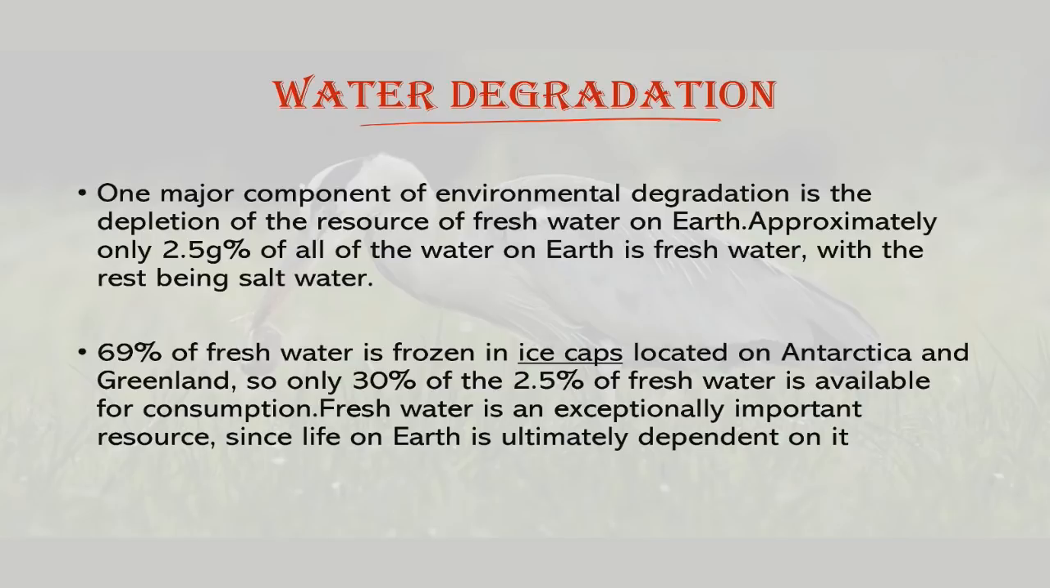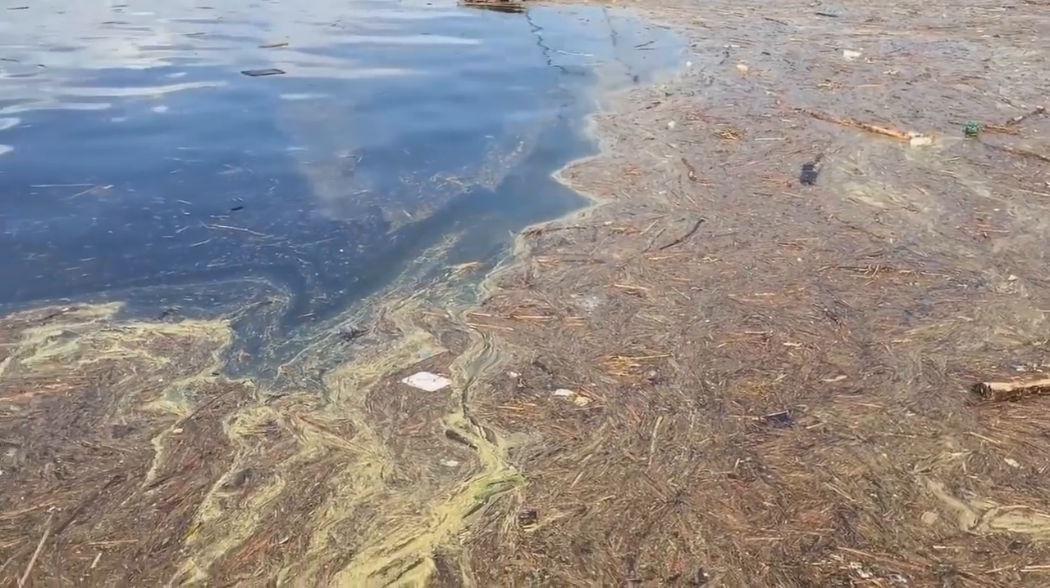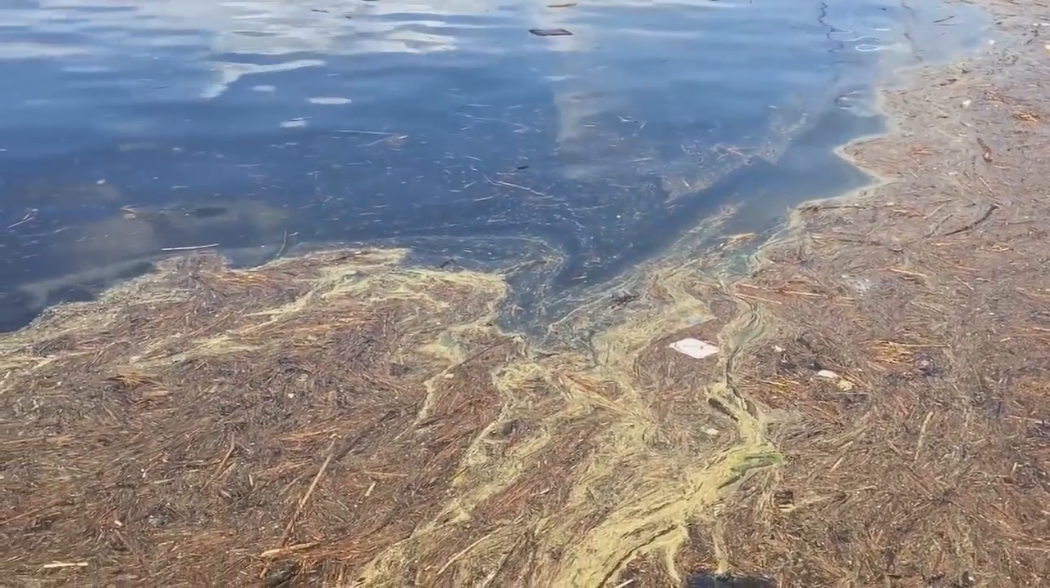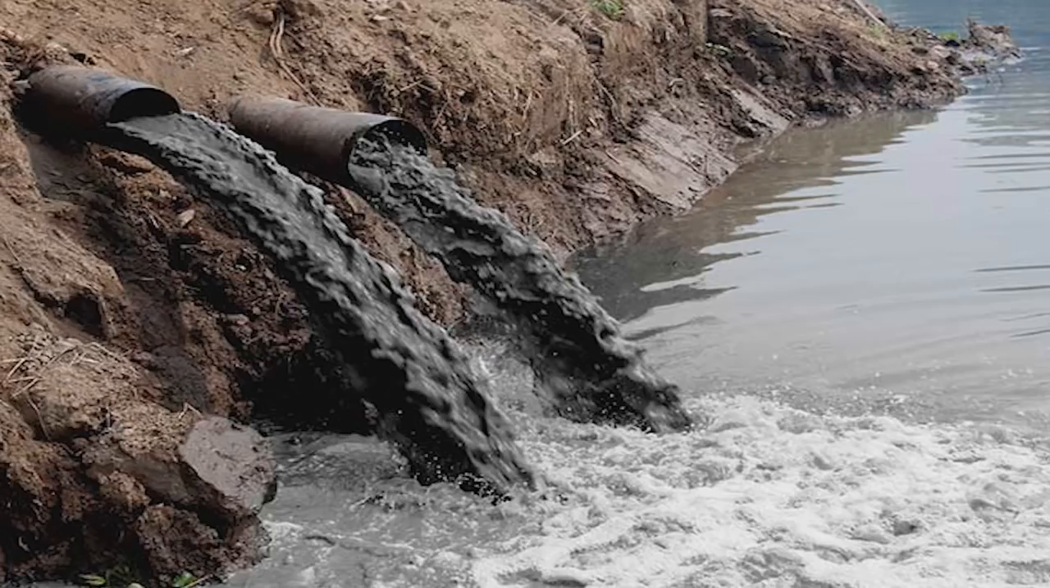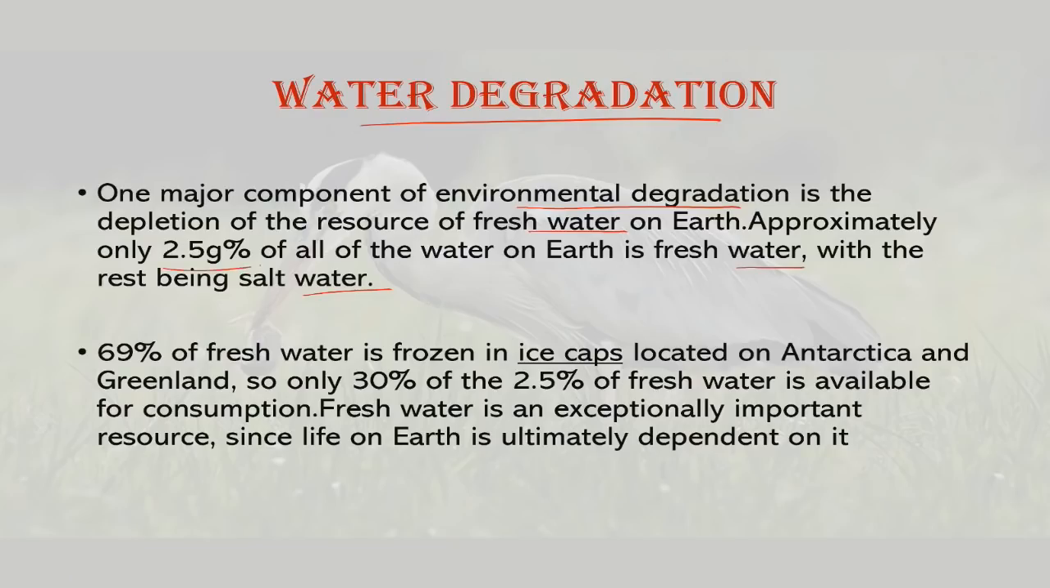Now coming to water degradation. One major component of environmental degradation is the depletion of fresh water on Earth. Approximately only 2.5% of all the water on Earth is fresh water, with the rest being salt water. 69% of that fresh water is frozen in ice caps located on Antarctica and Greenland. So only 30% of the 2.5% of fresh water is available for consumption.